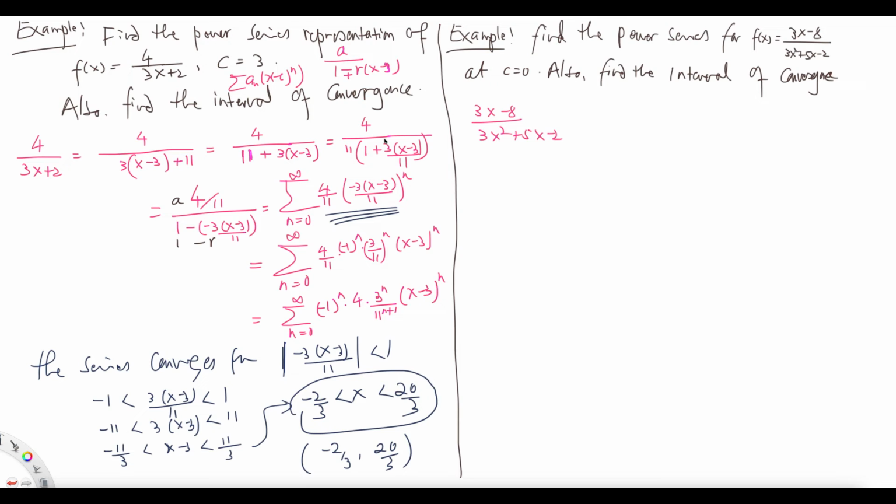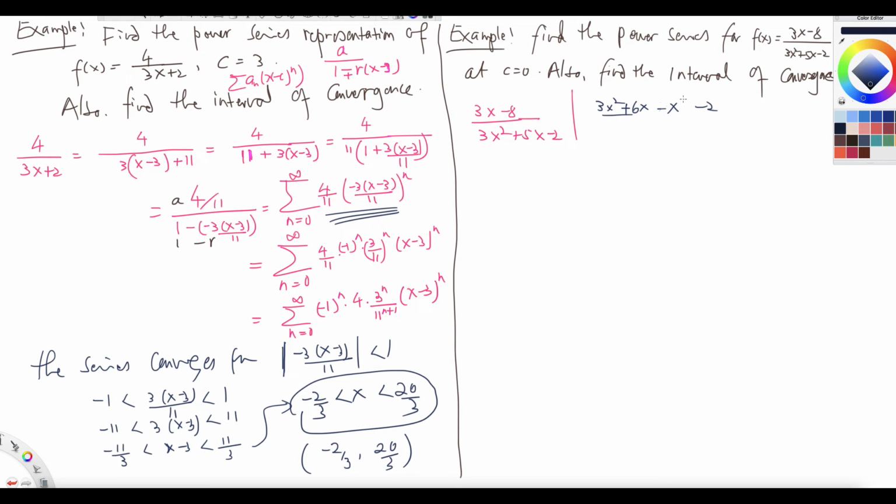First of all, let us find the factors of that denominator. We have 3x² + 5x - 2. We need two numbers whose sum is 5 and product is negative 6. That will be plus 6x minus x, right? The product is negative 6, 3 times negative 2, and the sum is positive 5.